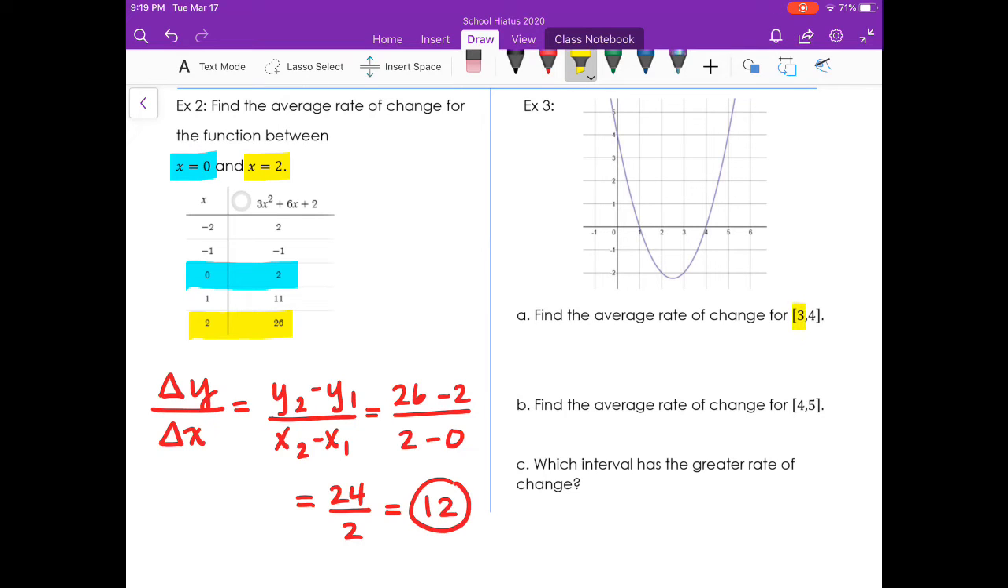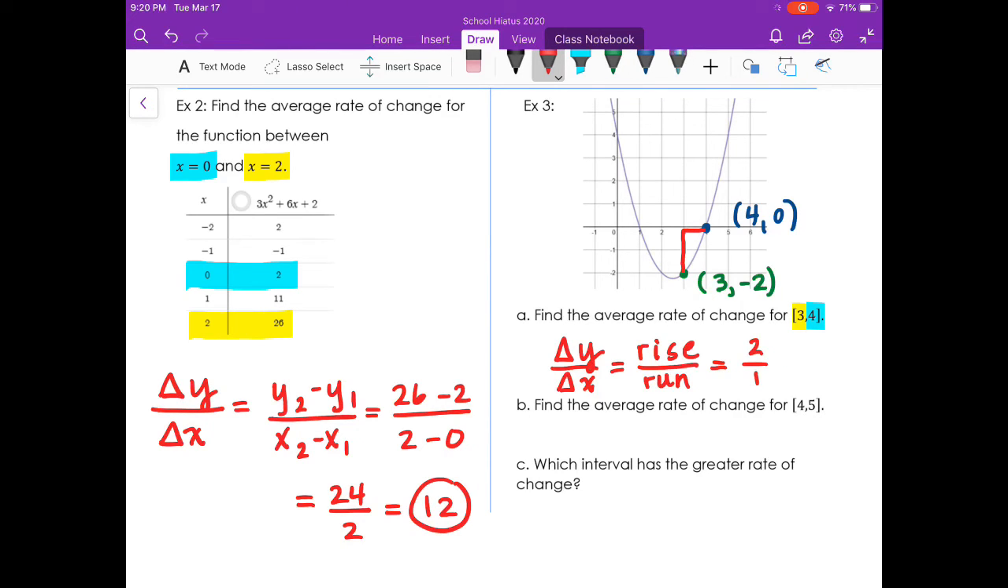In example 3a, we're looking for the rate of change over the interval [3, 4]. We'll identify the point with an x-coordinate of 3, (3, -2), and then we'll identify the point with an x-coordinate of 4, (4, 0). Then we'll count the slope between the 2 points to find that the rate of change is 2.